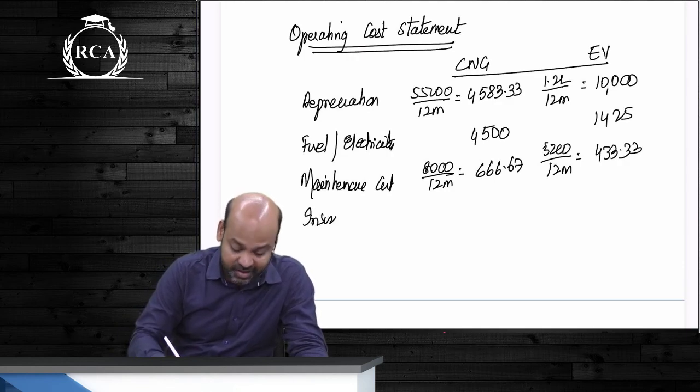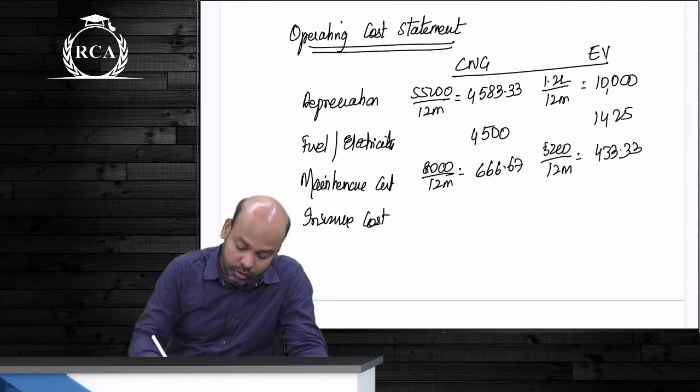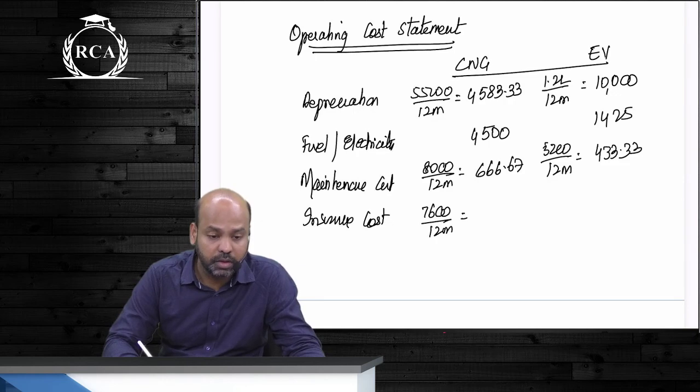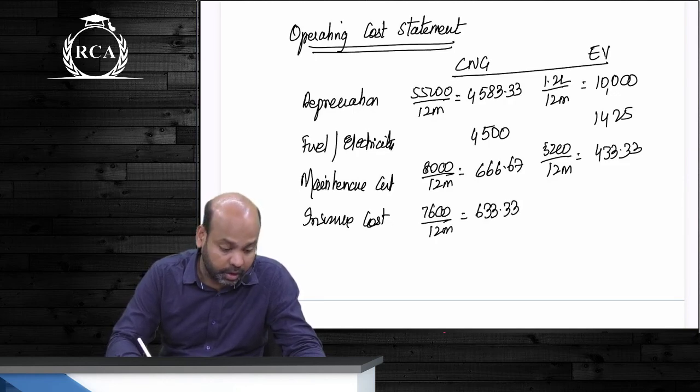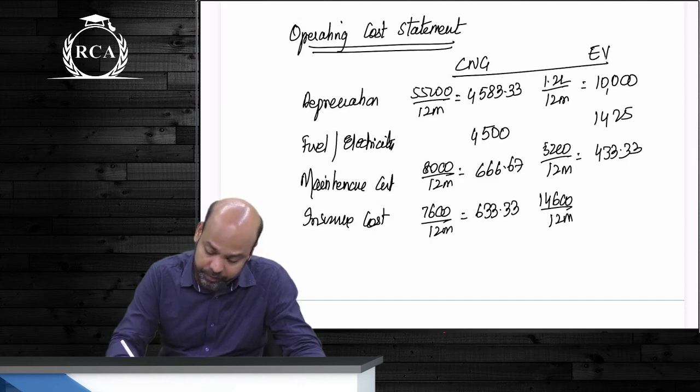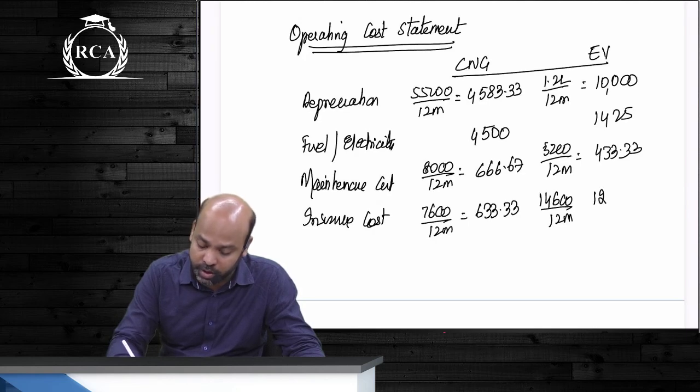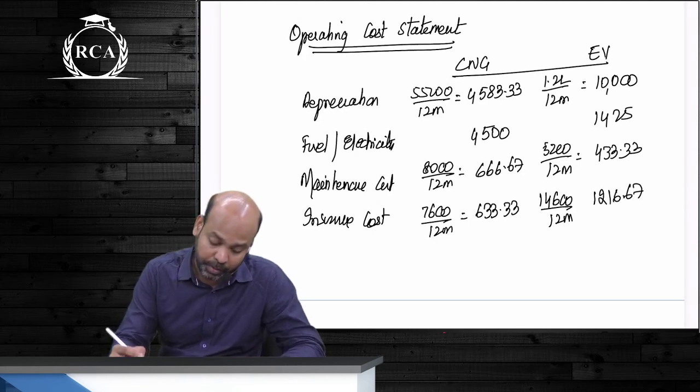Insurance cost, guys. This is also annual cost beta, you will divide by 12 months. 7,600 by 12 months. 633.33. दूसरा वाला बेटा is 14,600 divided by 12 months. 1216. Now please stop for a minute, guys.